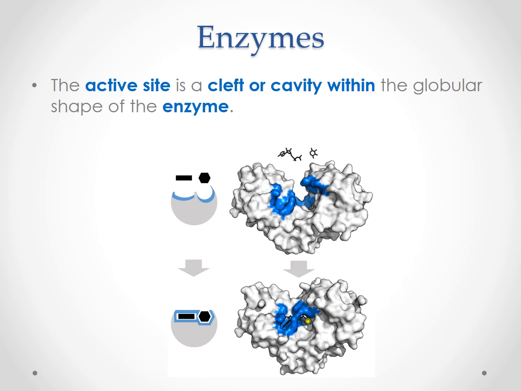That active site is usually a little indentation in the enzyme. Enzymes are usually these globular proteins, so you can see that here. And the blue in that image is the active site. It's going to be this tiny indentation or cleft or cavity within that enzyme where these molecules can enter and interact with one another.